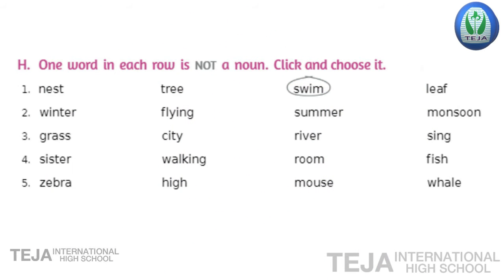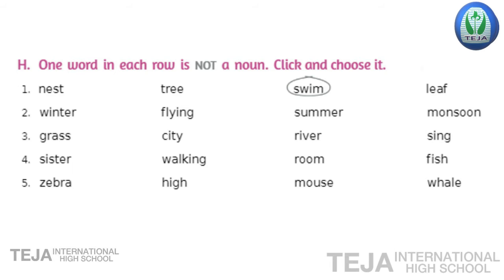Next bit, H. H bit is, one word in each row is not a noun. Choose it. Now here, in each question, four words are given. In that, three words are nouns and one word is not a noun. You have to circle the word which is not a noun. Okay, children, the first one is done for us. Look at the screen, children.